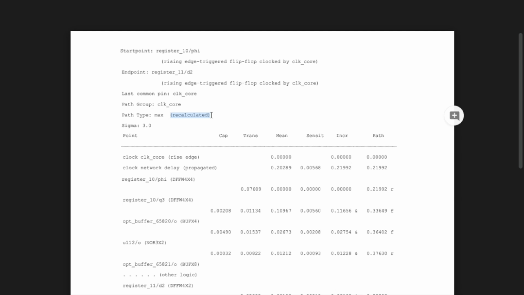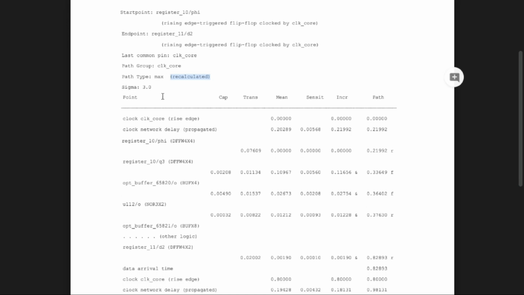Okay, there are two types of analysis that the tool will be able to do. One is PBA analysis and the other one is GBA analysis. So graph based analysis is pessimistic, but the PBA, which is path based analysis, is more time consuming, but it is very accurate in nature. If it is GBA, then it wouldn't have given this recalculated as mentioned here.